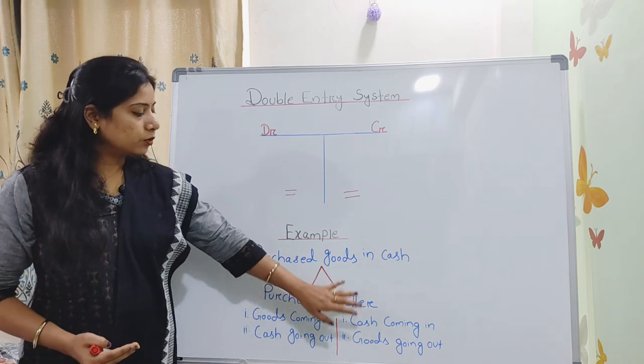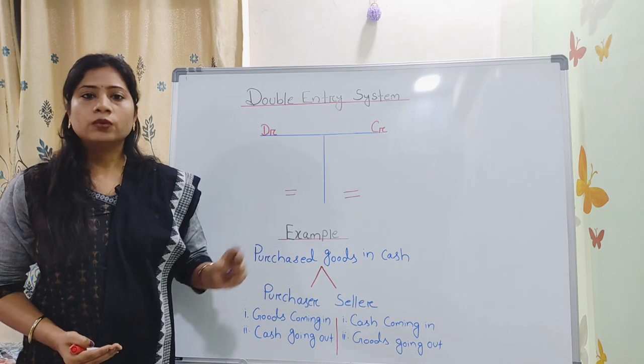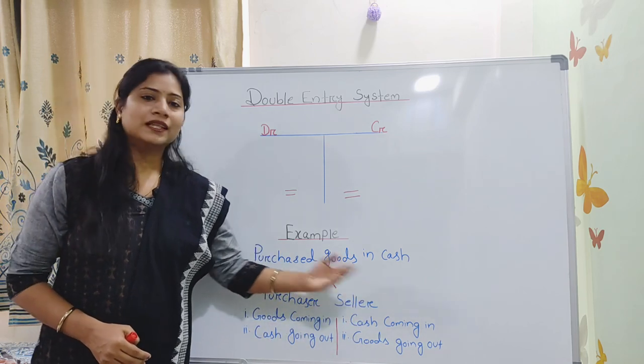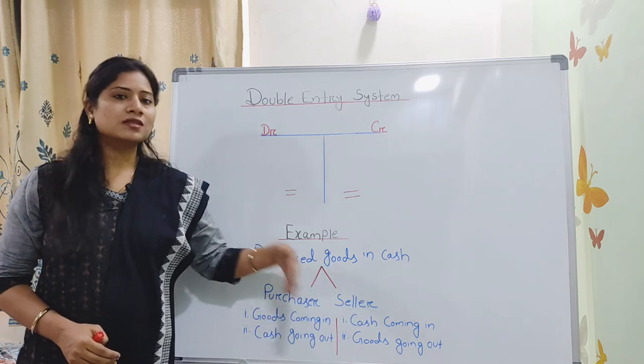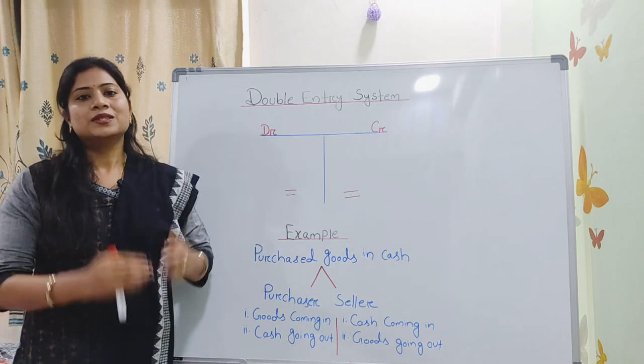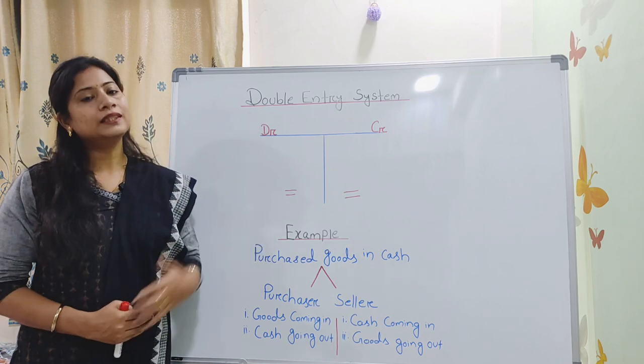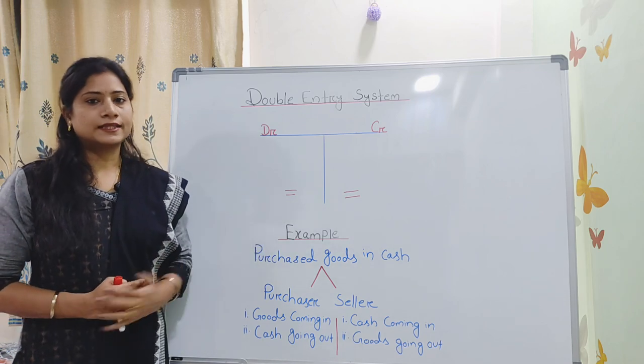In the books of the seller also it has two effects. One is cash coming in, another is goods going out. So today in this class we learned what is double entry system.